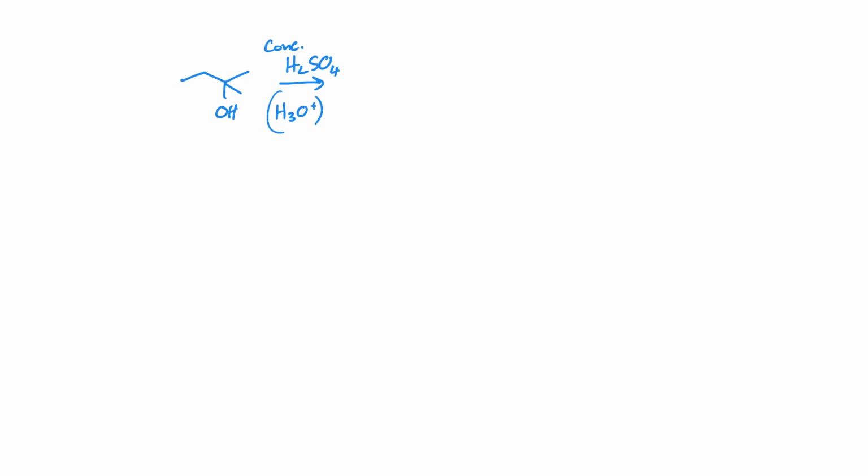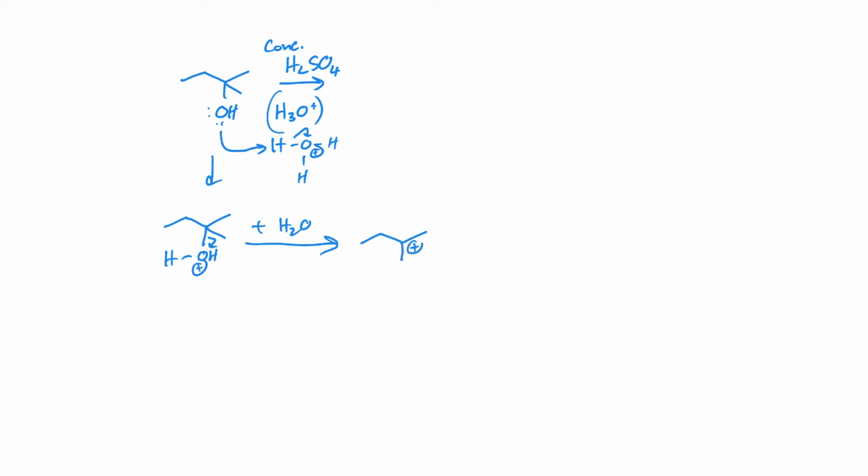So what we can do here is redraw H3O plus so we have a better place to start our mechanism. We'll protonate the alcohol just like we did with HBr. This is a tertiary alcohol, so I'm going to draw it this way. I'm going to lose water.